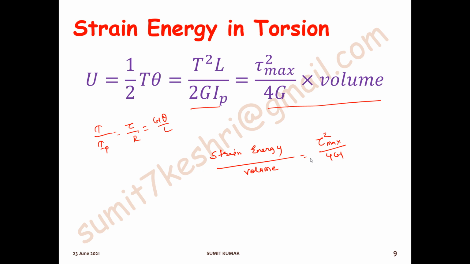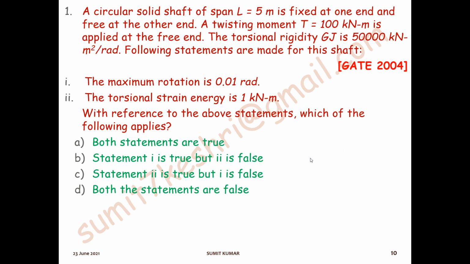Now proceed to the first question. Read this question properly first. The question is saying a circular solid shaft of span L is fixed at one end and free at the other end. Suppose this is the fixed end and this is the shaft, and the length is 5 meter, L equal to 5 meter.